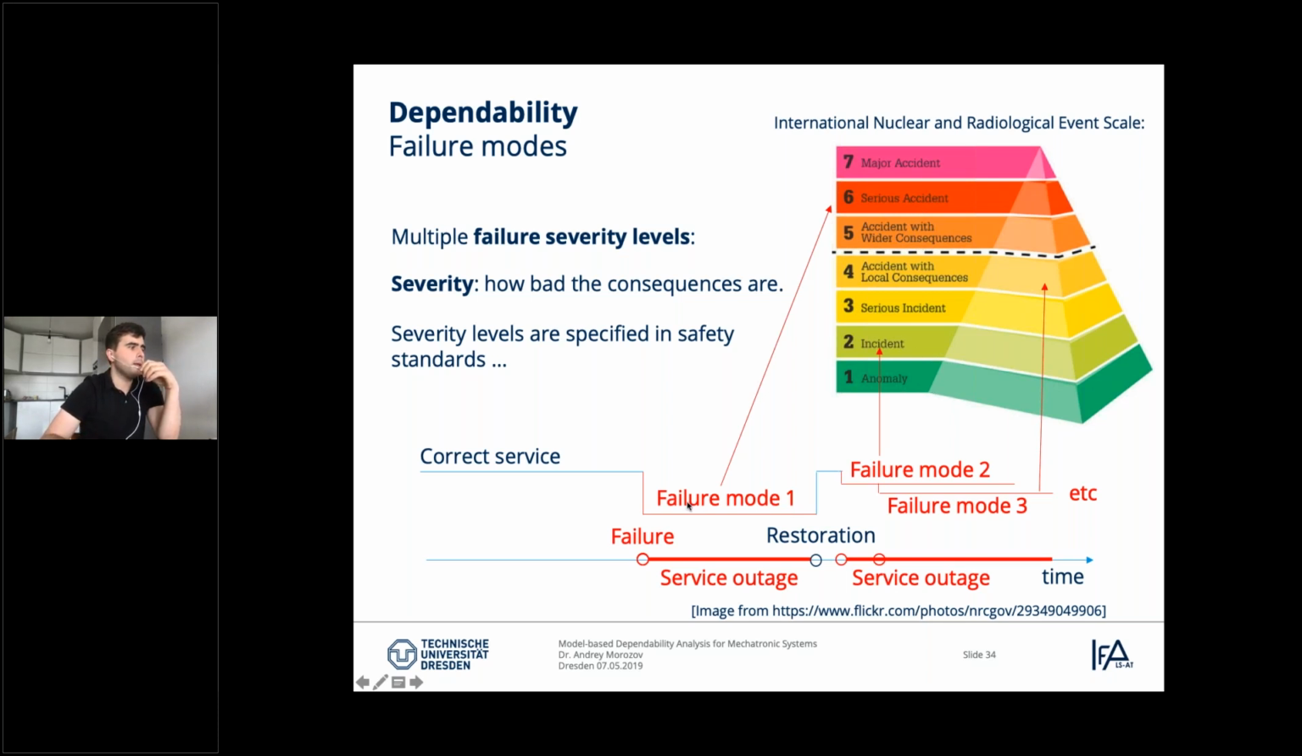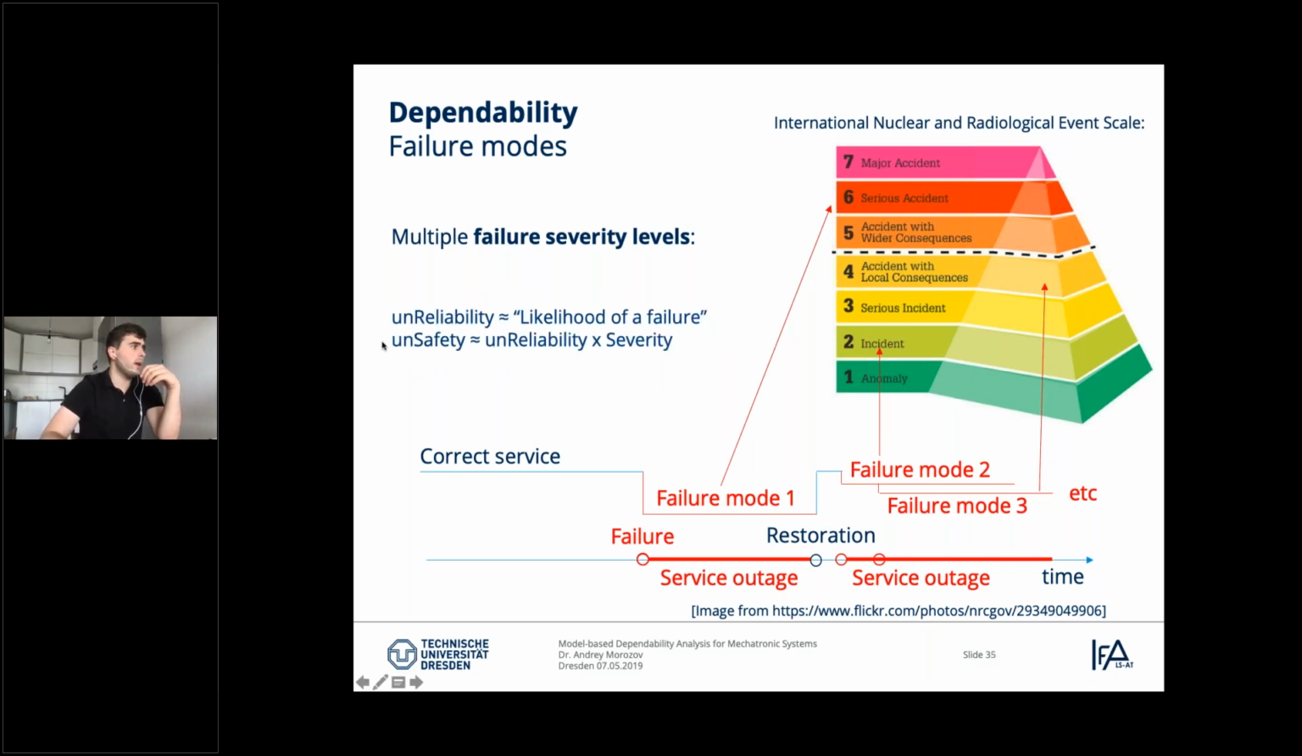Each failure mode can be marked with this severity. And this is basically a connection from reliability to safety. Okay, the system has failed, and this is a reliability characteristic, but depending on how it has failed, it becomes a safety characteristic. So, like I wrote here, unreliability is the likelihood that from the correct service we jump to the failure. And if we multiply this probability of failure by the severity, that's how we can estimate system safety.